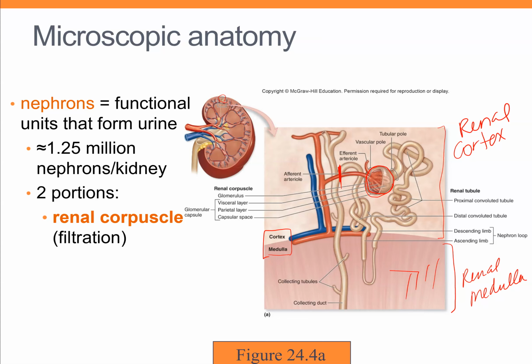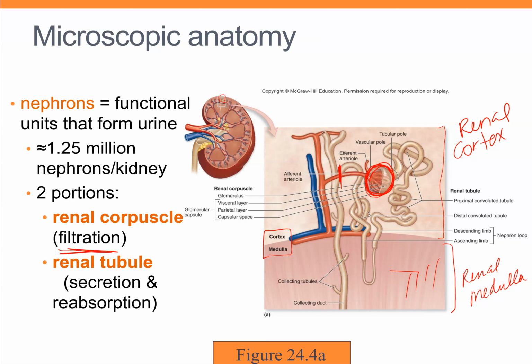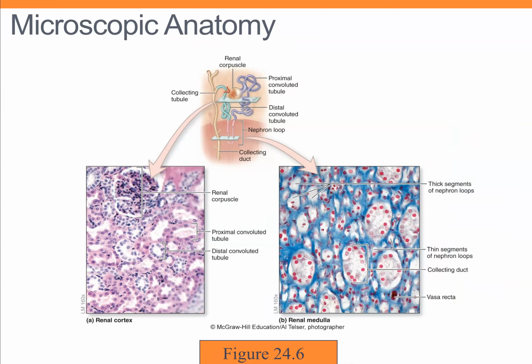There are two different regions when we break it down a little more. There's a renal corpuscle, which is the circular region here. That's where filtration takes place, and we'll talk more about that. And then the renal tubule is the tube, so all of this light tan going down and up and all the twistiness from that end to this end, all that stuff in between. This is where secretion and the process of reabsorption occur, and we'll talk about both of those as well.